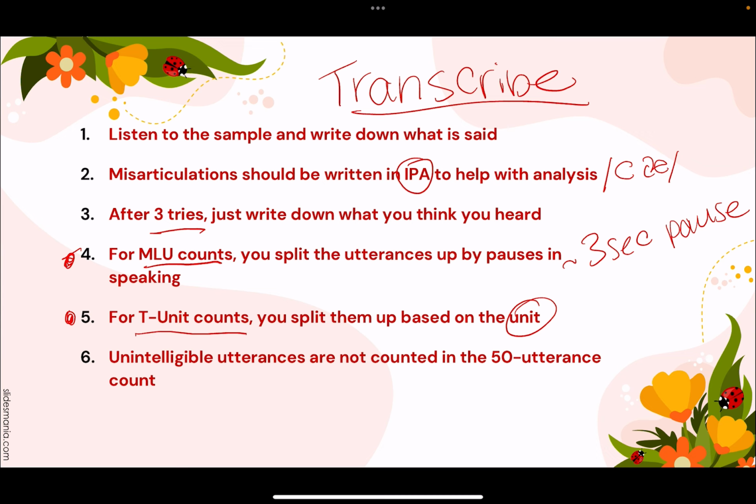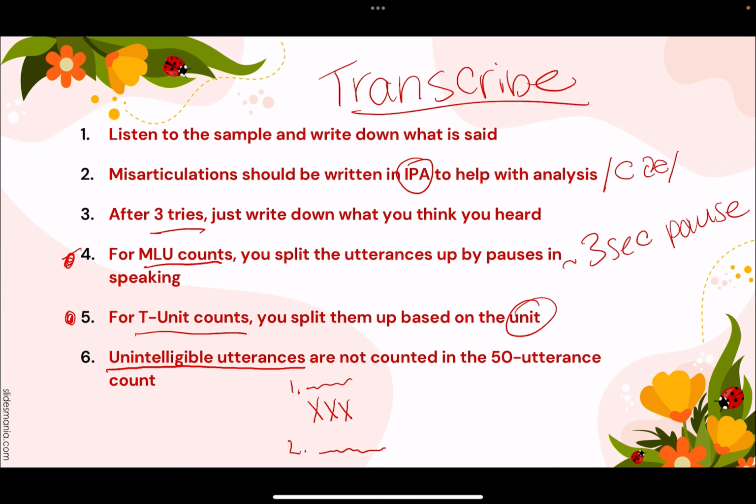It does not count as a transcription if it is an unintelligible utterance. So if you are not sure what that client said, that is not going to count in your 50 utterance count. What you're going to do is you're literally going to just write 3 X's. So let's say you have an utterance here. We don't know what this is. And then we have an utterance here. That's what it's going to look like. Okay.